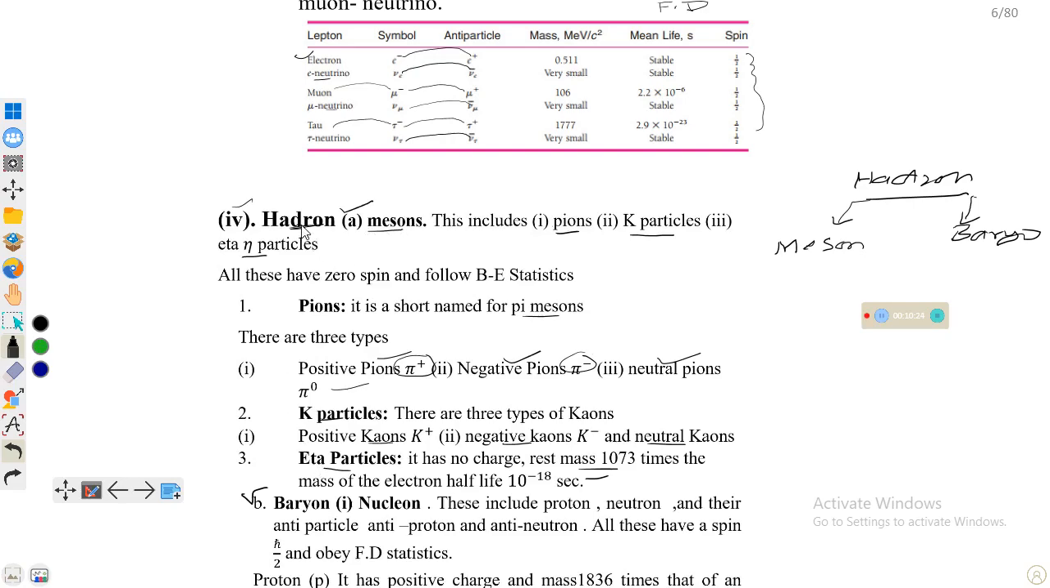Because hadrons are divided into two, we have discussed the meson, which is divided into pion, K particle and eta particle. The other is baryon. Baryon is further divided into two categories: nucleons and hyperons.